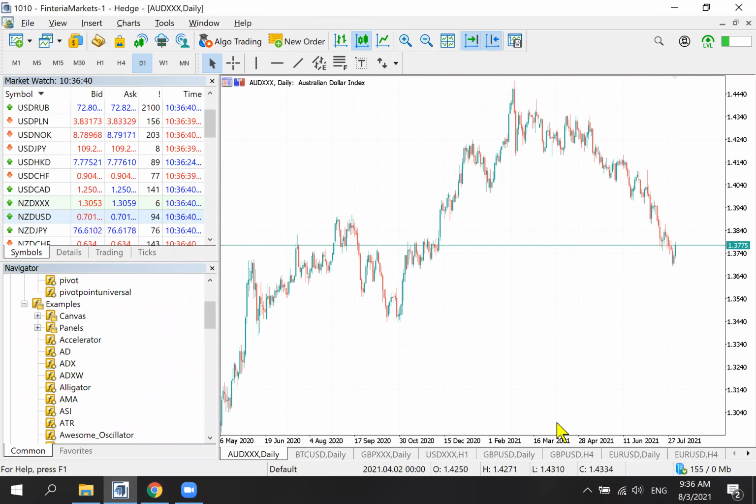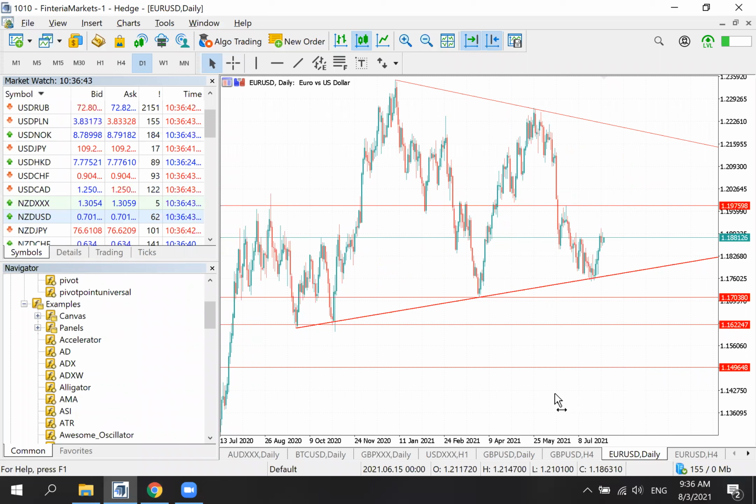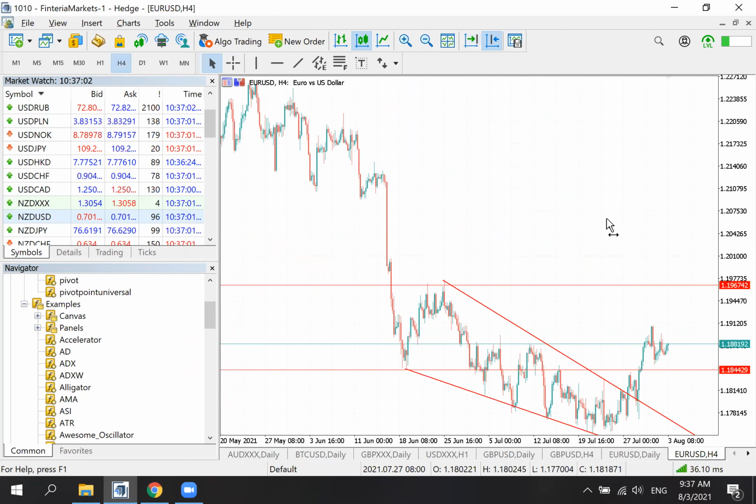So let's start with the daily chart. We can see that the euro dollar is trading in a wide triangle. We have the upper resistance level and a lower support line, and we're currently in the middle of the range. If we switch to a 4-hourly chart, we can see the euro dollar broke this narrow channel, and it's currently trading in the upward direction.